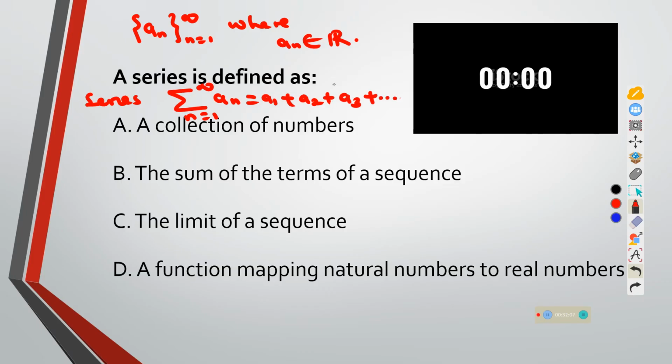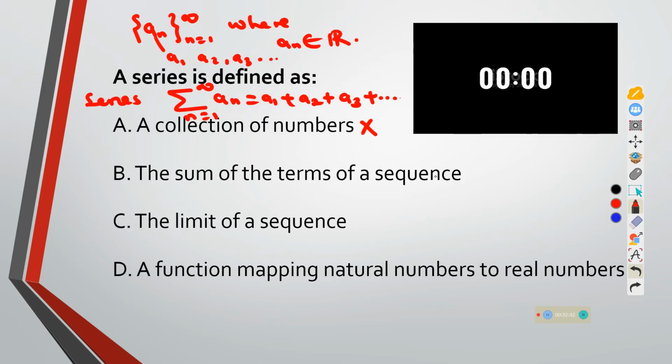So a series is basically the sum of the terms of a sequence. This sequence here has terms a1, a2, a3, and so forth, and a series is the summation of these terms. So looking at the options, we are given a collection of numbers. This is incorrect. Actually, it is too broad and vague. This could describe a set, a multiset, or a sequence, but it ignores the summation aspect, so it will be out.